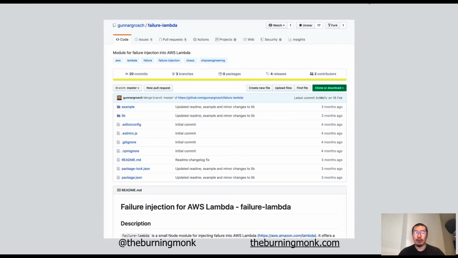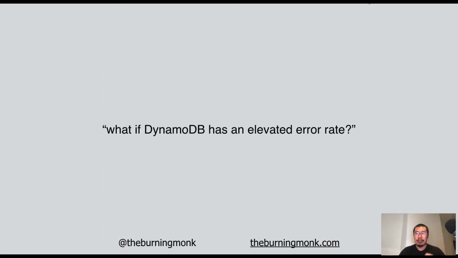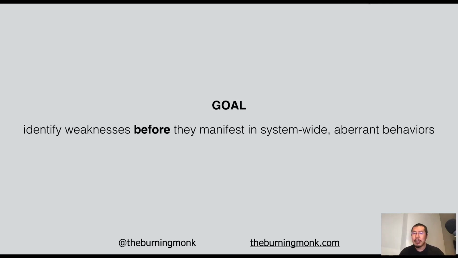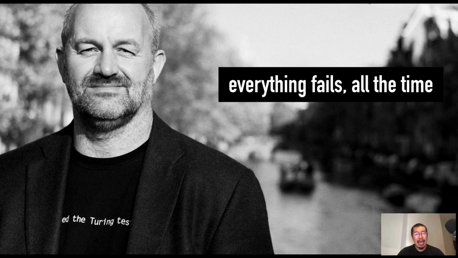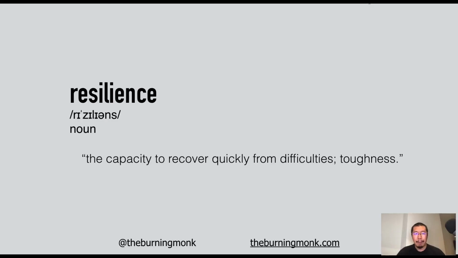So Gunnar, who is also another serverless hero, published a very helpful library that allows me to inject failures into a Lambda function so that I can use it to test, to see, say, what will happen to my application if DynamoDB's latency or error rate is up, or what will happen if a service that I depend on has an elevated latency. I can tease out these failure modes proactively and identify weaknesses in my system before they actually happen in production, and they will eventually because everything fails all the time. But what we can do is to build applications that can withstand these failures and recover from them quickly.